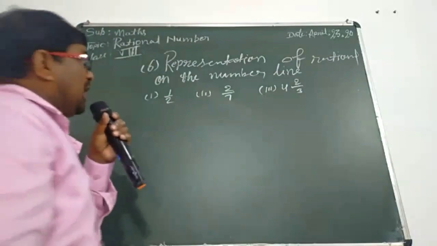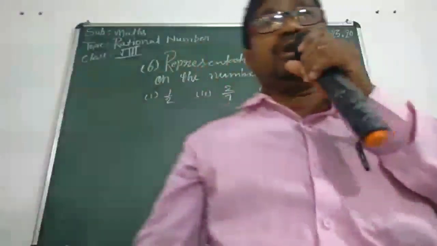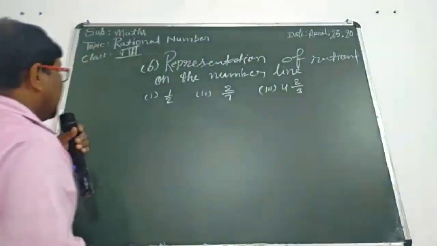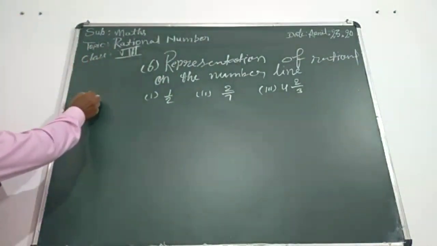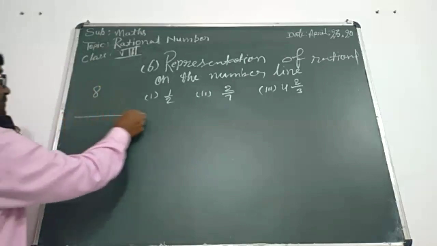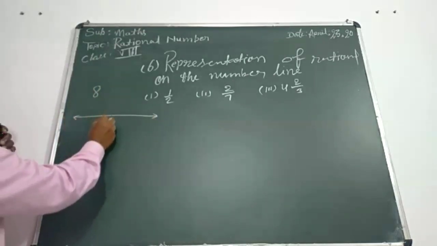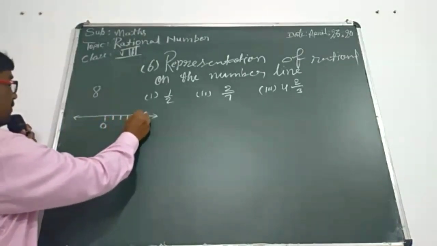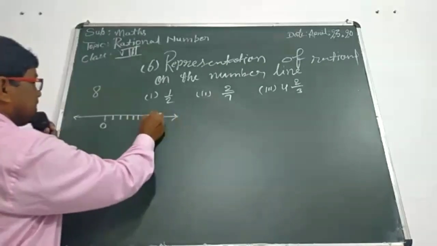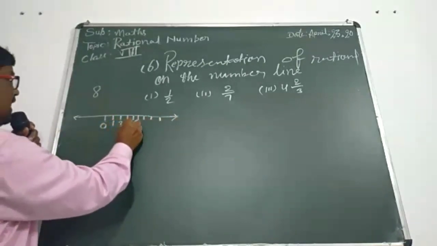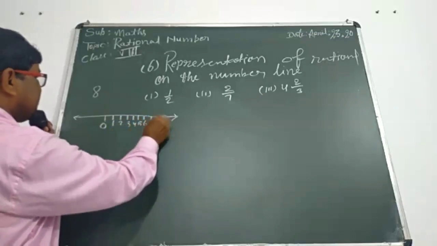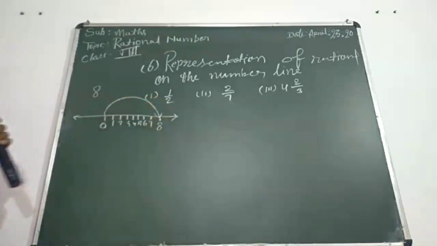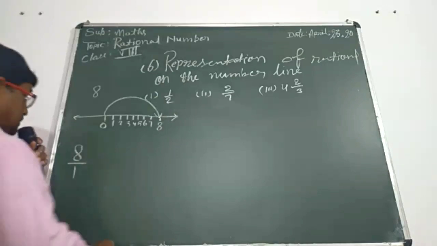Mind, you want to represent the rational number on the number line. Rational number, as you know, includes the integer. Suppose that you want to represent the integer 8 on the number line. This is the number line. Okay, that is the location of 0. Now 1, 2, 3, 4, 5, 6, 7, 8. Okay, this is 8 on the number line. Student, 8 is also rational. We can write 8 upon 1.